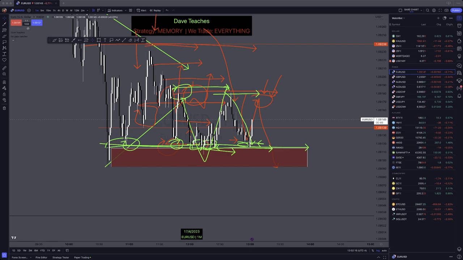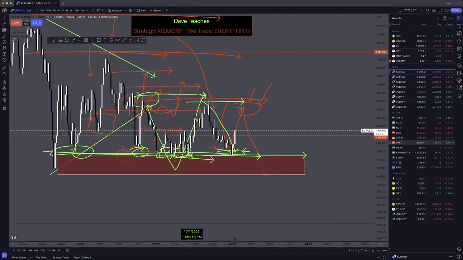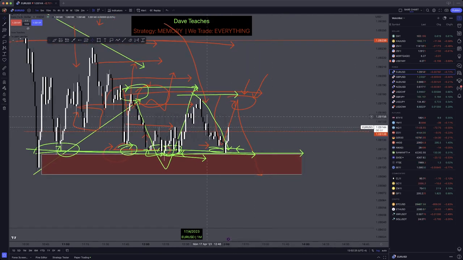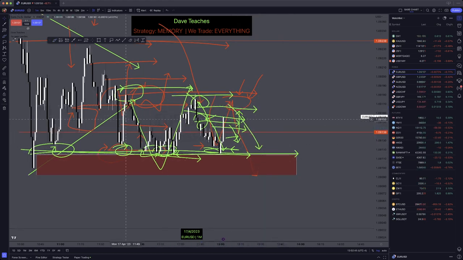So, I mentioned this high right here, this little inside one here. You could be expecting a rejection out of this institutional candle, tapping you back into here. But then you could also see the high of the institutional candle taken and tap you back into this zone here to push you back down. So this is just mitigating one area multiple times.